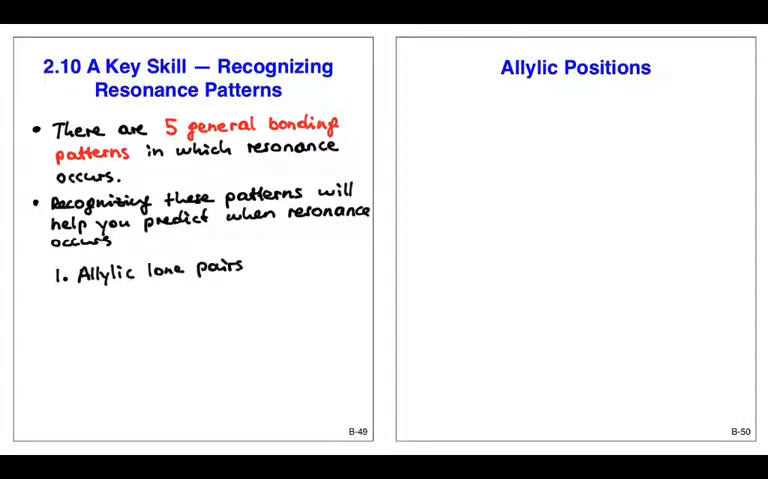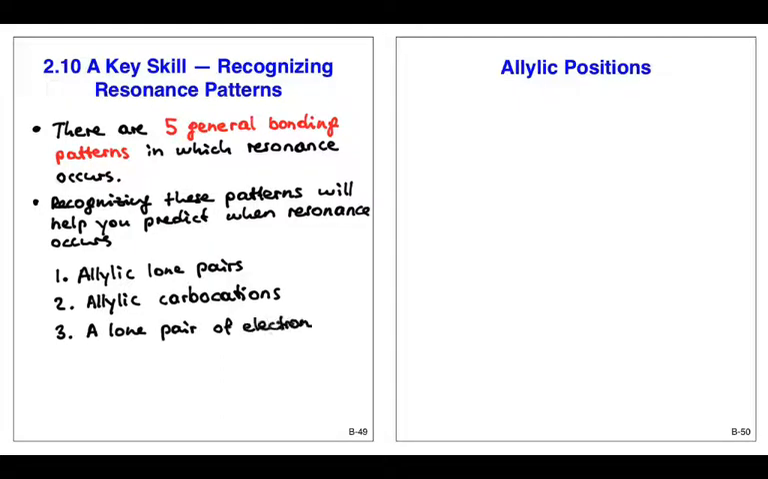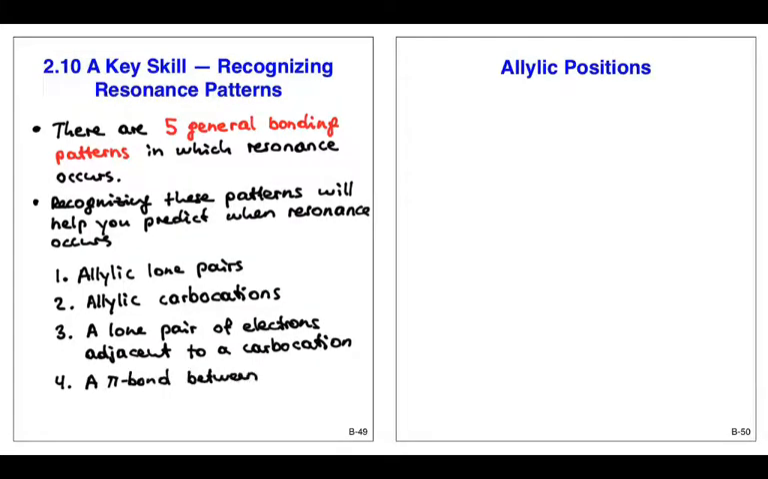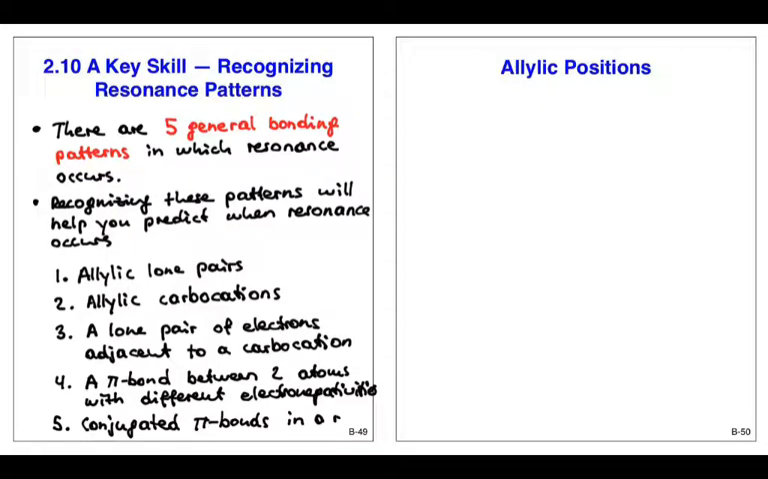And so what are these patterns? First of all, we have allylic lone pairs, and I'll explain what allylic lone pairs are in a second. Then we'll have allylic carbocations. We have a lone pair which is adjacent to a carbocation, a pi bond which is between 2 atoms with different electronegativities, and finally we have conjugated pi bonds in a ring, all conjugated pi bonds in an aromatic ring.